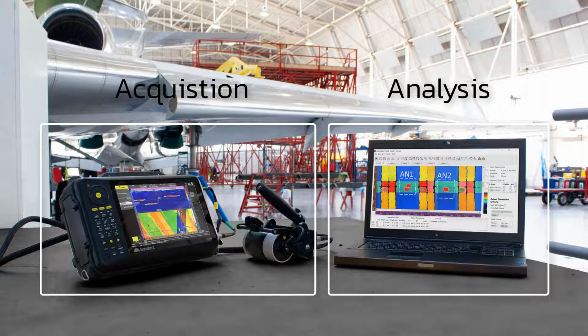UTmap is part of the newly released Sonotest solution for composite inspection. This solution package is made of three main components: the RS Flight Linear Array Acquisition Unit, the Wheel Probe 2 and the UTmap software. Where the RS Flight and the Wheel Probe 2 are the products for the data acquisition, the UTmap software is for the analysis part of this solution.